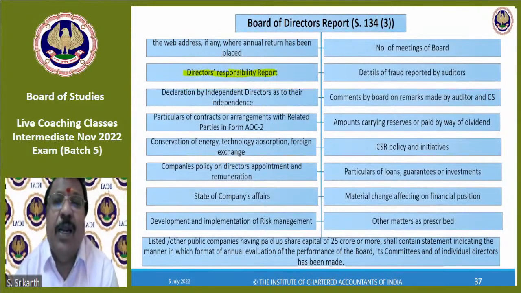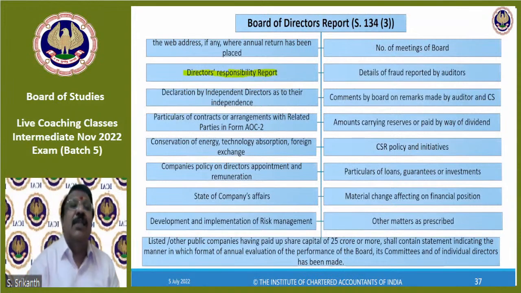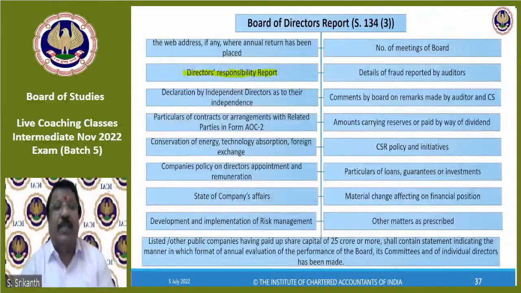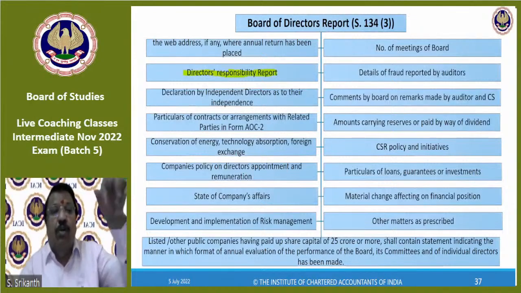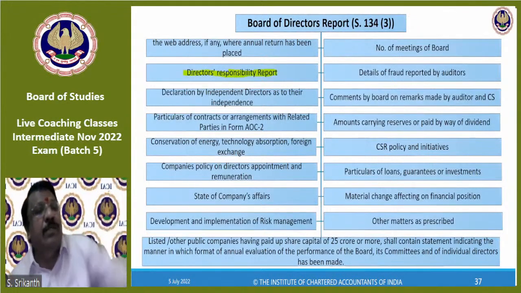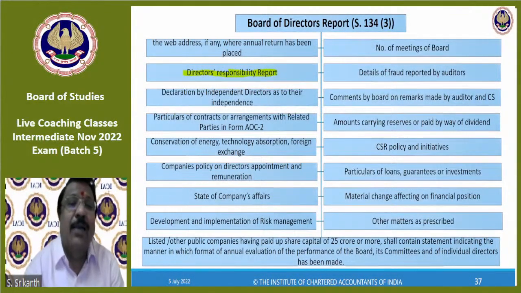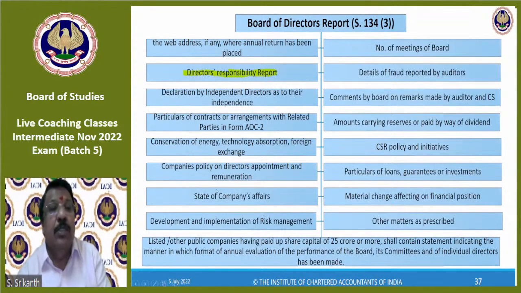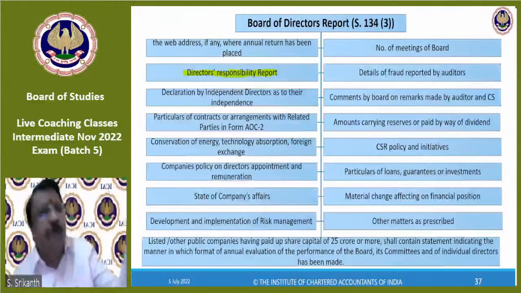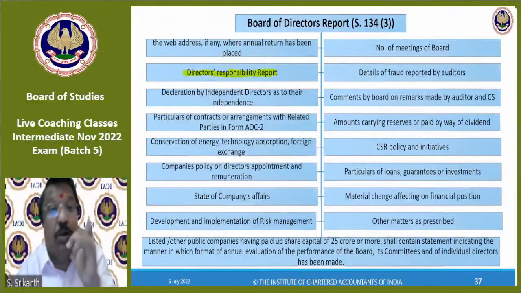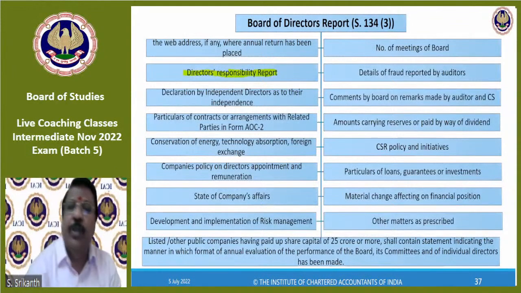So what are the matters to be included? Give the web address, if any, where the annual return has been placed. So you should say, if you want to download the annual return, go to that web address. Number of board meetings. How many times did the board meet? Director's responsibility report. This is going to be discussed in detail. I'll talk about it in another slide. That's why I've highlighted it. It's very important from the exam point of view. We'll come to that.